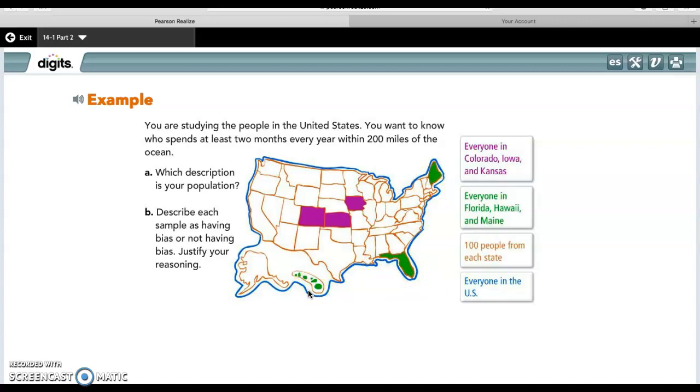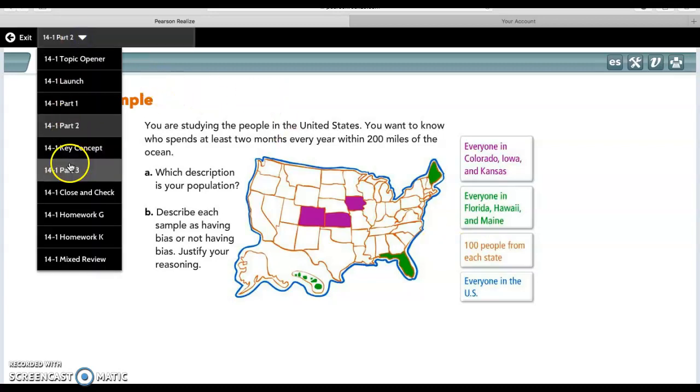No, those people live by the coast all year long. How about these purple states in the middle here? Do you think they often make it to the beach or spend 2 months of the year at the beach? Most likely not, since they live centrally in the United States. We would want to talk to a population randomly throughout the entire country. So over here we have this sample that says 100 people from each state. This would represent a non-biased group because it's a random group of people throughout the country.